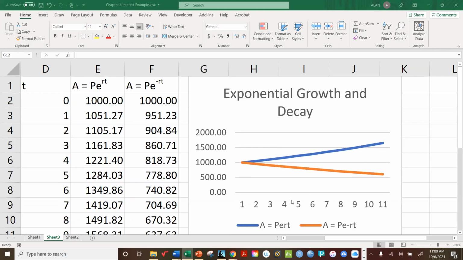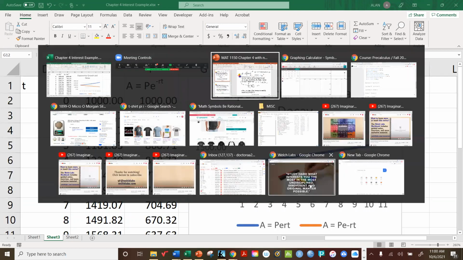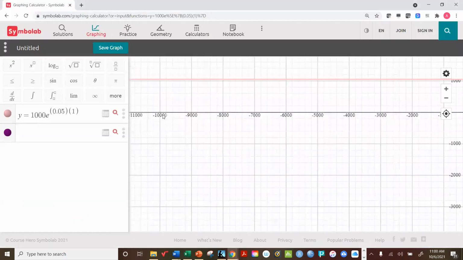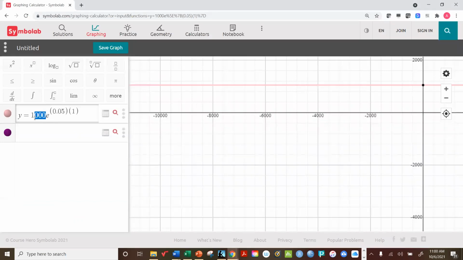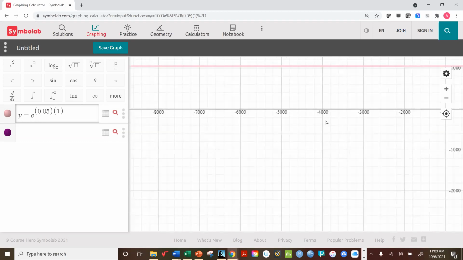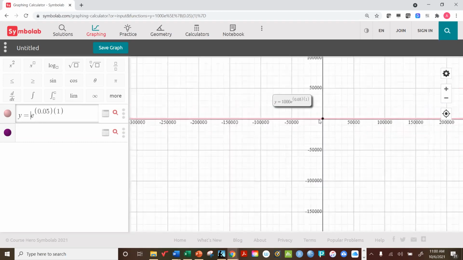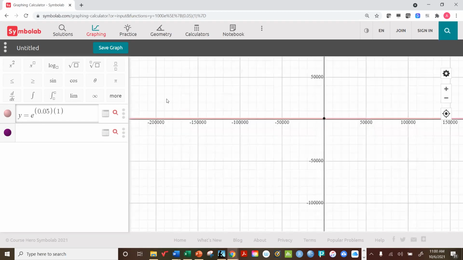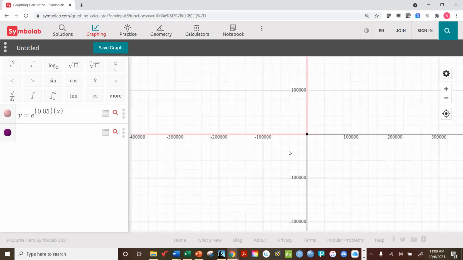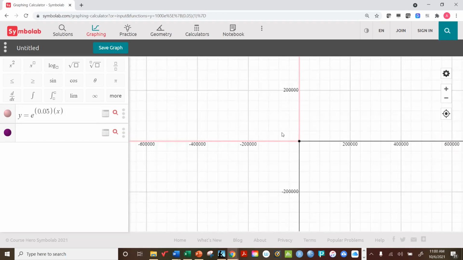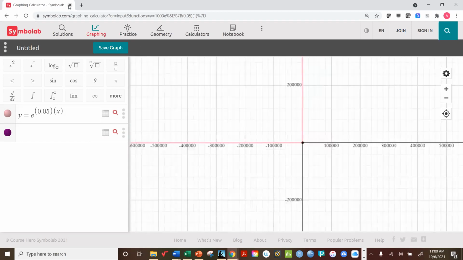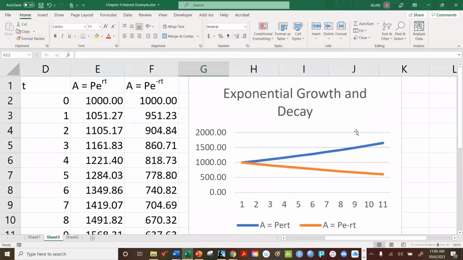I was hoping Symbolab could do it, but apparently not. In fact, let me try this with Symbolab. Let me get rid of this 1,000. Maybe that's the problem. No, it isn't. What's going on with this thing? It's usually so reliable. Oh, wait a minute, I know what the problem is. No, that's not it. Okay, I give up. This will do the job.